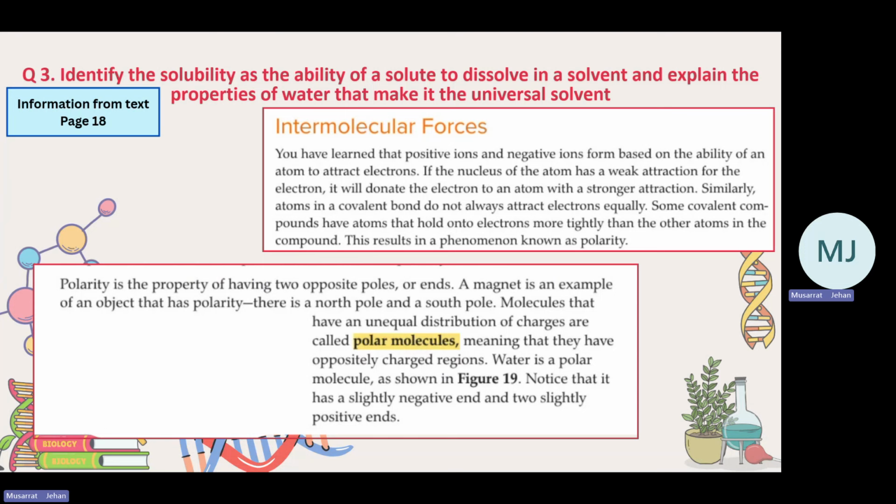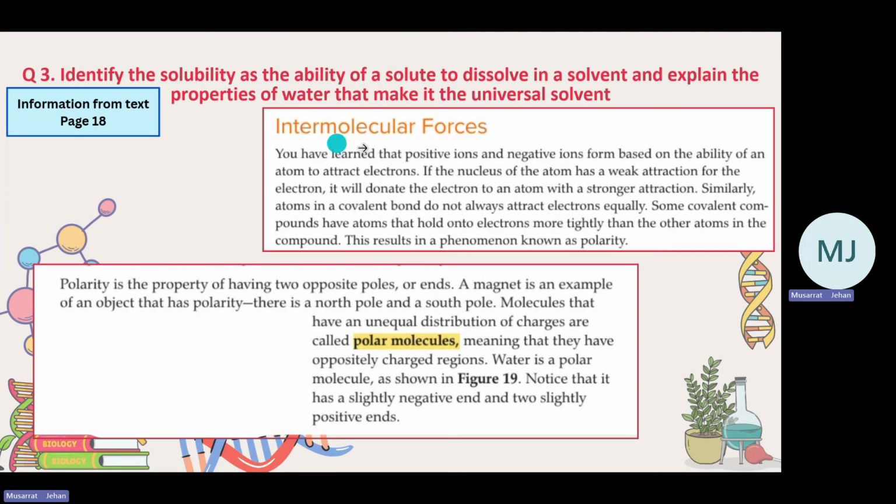Then we come to the next question. It is information from text page number 18. So it's about water and solutions. And this is the learning outcome: solubility as the ability of the solute to dissolve in solvent.